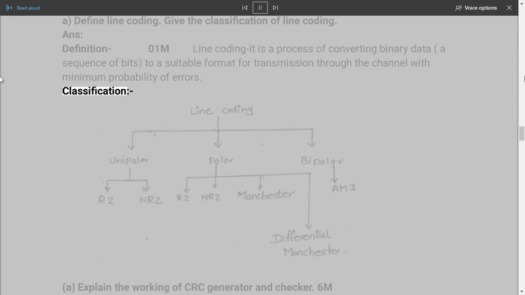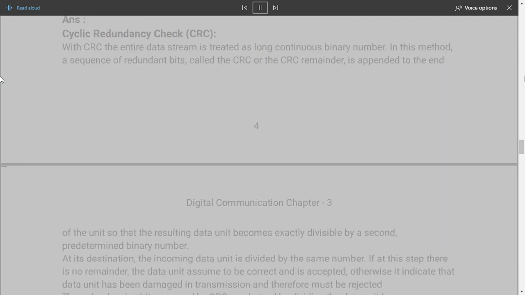A. Explain the working of CRC generator and checker. 6 marks. ANS: Cyclic Redundancy Check, CRC. With CRC, the entire data stream is treated as a long continuous binary number. In this method, a sequence of redundant bits, called the CRC or the CRC remainder, is appended to the end.